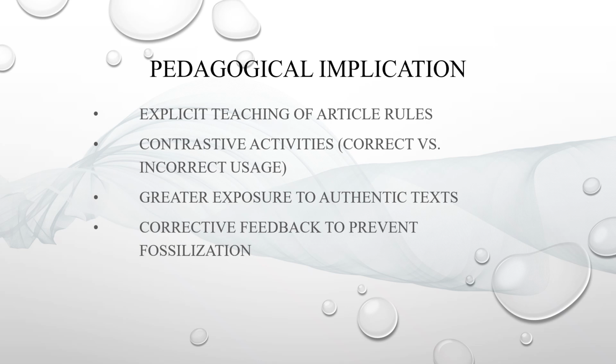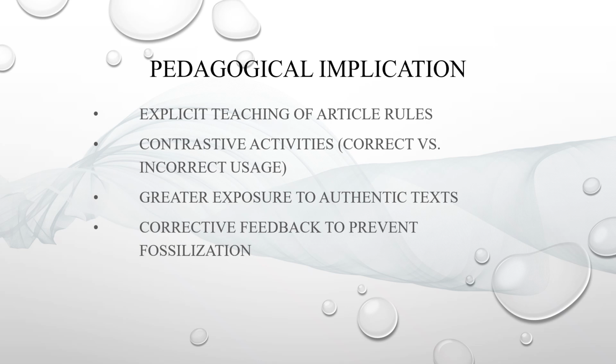These findings have clear implications for teaching. First, articles should be taught explicitly, not assumed to be absorbed incidentally. Rules for definiteness, specificity, and countability need to be explained with examples. Second, contrastive activities can help by showing learners both correct and incorrect usage side by side, which raises awareness of subtle differences.